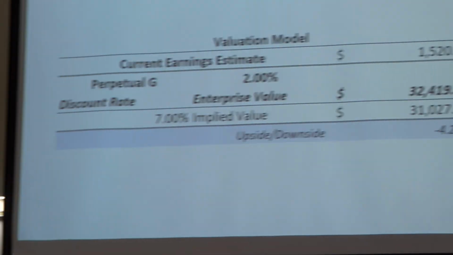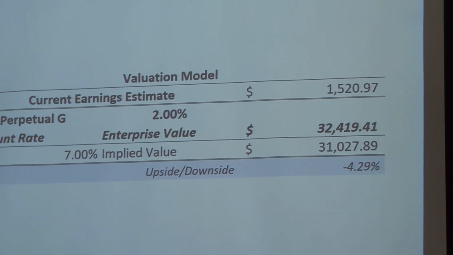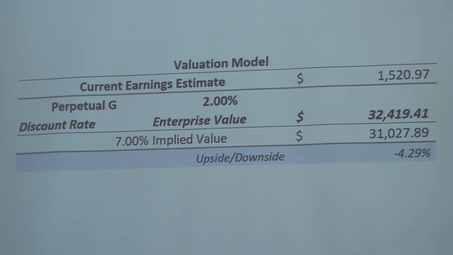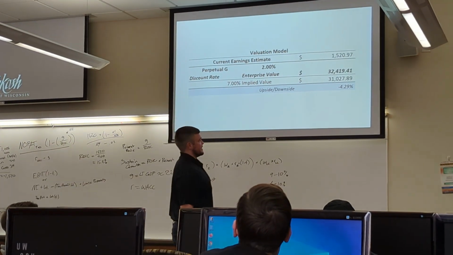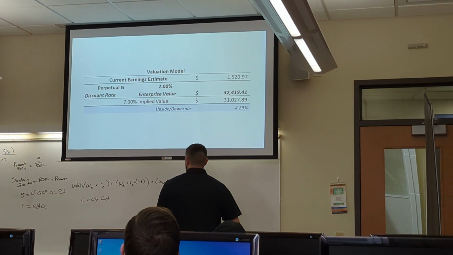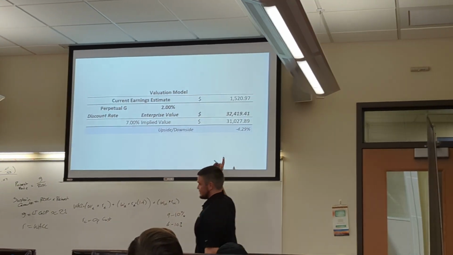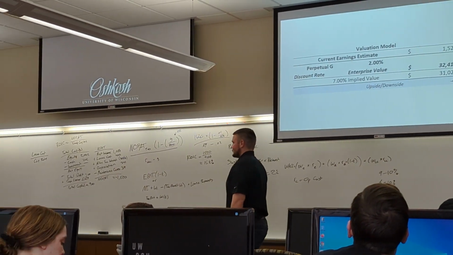So what this valuation's telling me right now is, as you can see, there's actual downside: my implied value is lower than the actual enterprise value of the business. Since I included leases, I guess I didn't do my enterprise value yet.